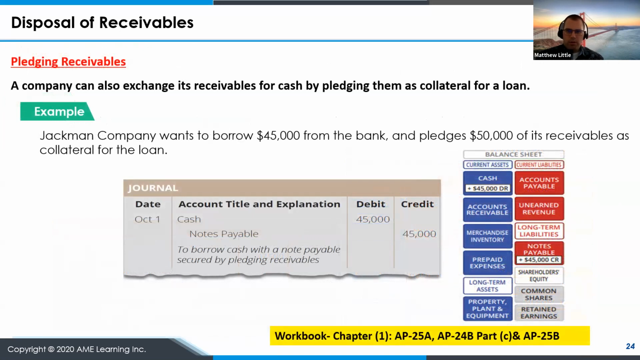Another situation might be where you pledge the receivables. So we have a company that wants to borrow $45,000 from the bank, and we pledge $50,000 of our receivables as collateral for the loan. So it's collateral. Our AR stays up to our responsibility to collect, but we're given cash of $45,000, and now we have a liability on our books of notes payable of $45,000. And the idea is if we don't pay that notes payable, any cash collected from accounts receivable here is owed to the bank that lent you those funds.